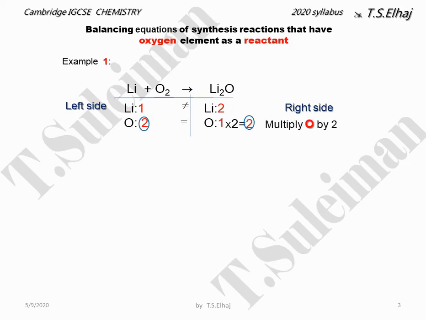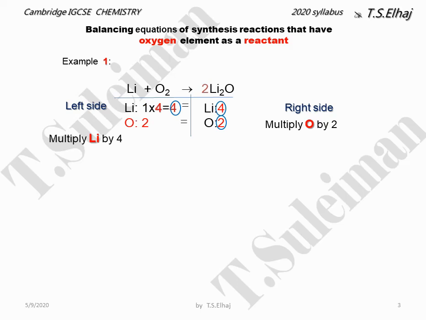When we multiply it by 2, then we will have on both sides two oxygen atoms, it is balanced. Then we put the same number in front of the formula, it becomes 2Li2O. Then after that, the number of lithium atoms changes, it becomes 4 atoms on the right side. We need to make the number of lithium atoms on the left side the same. We multiply 1 by 4, then it becomes 4 lithium atoms on both sides, it's equal.